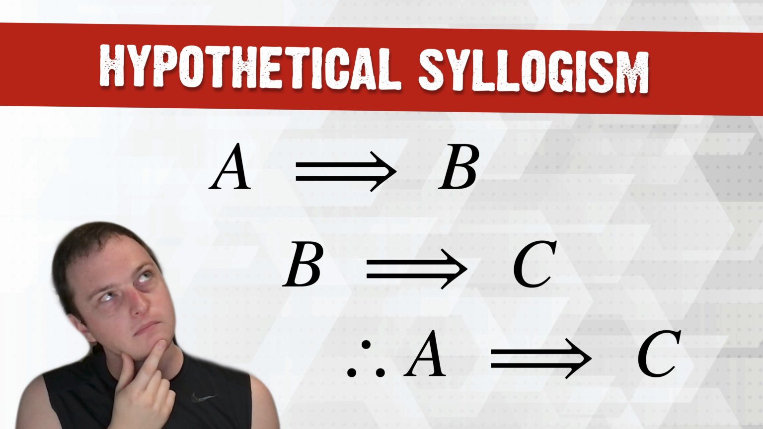And the syllogism part is just a fancy way of saying a deductive argument based on two propositions asserted or assumed to be true. So modus ponens and modus tollens, which we talked about in our last video, are examples of syllogisms. The hypothetical syllogism goes like this. Premise 1, A implies B. Premise 2, B implies C. And our conclusion, A implies C.